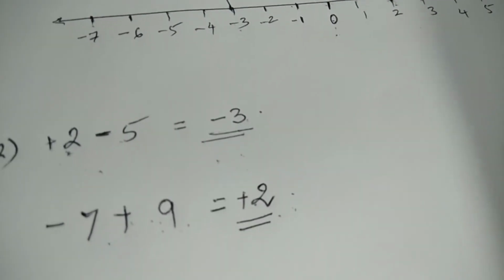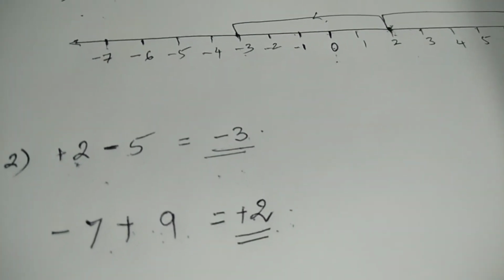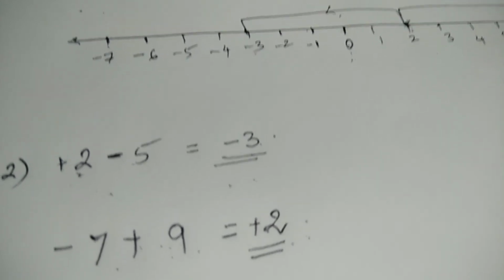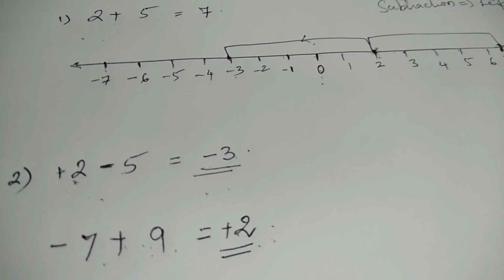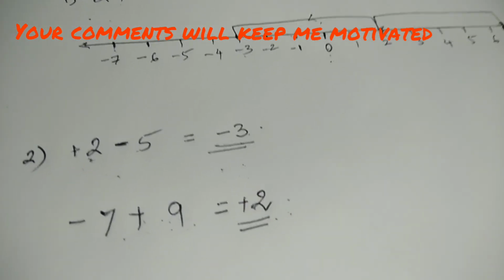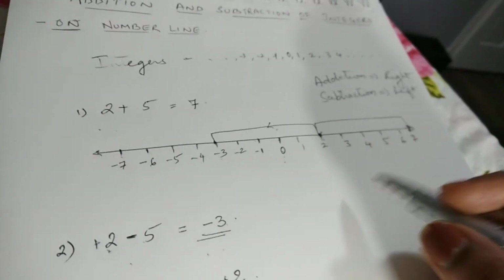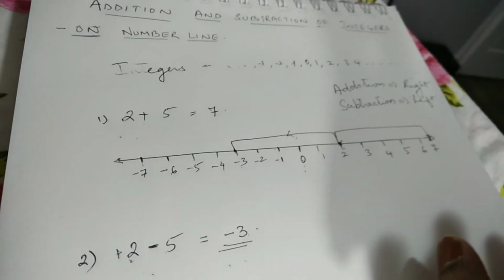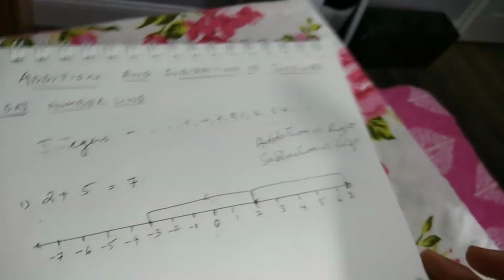But later, when you have bigger number values, when you have to add or subtract larger negative and positive numbers together, you don't need to use the number line. You can directly solve it with the normal method of addition and subtraction of integers. So I hope this topic is clear to you: addition and subtraction of integers on number lines.